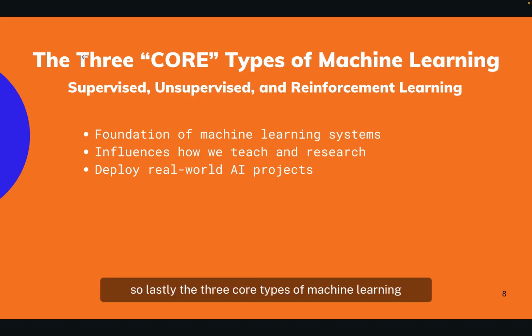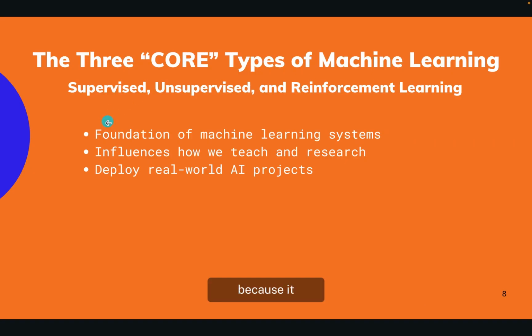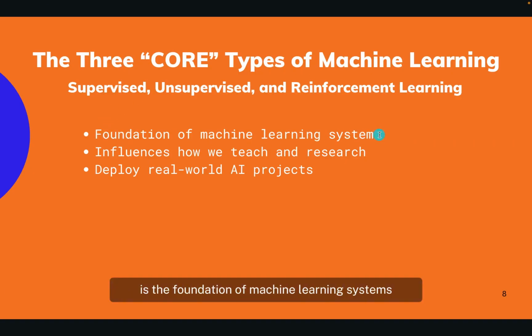So lastly, the three core types of machine learning, I can say, are supervised, unsupervised, and reinforcement learning. It's important for us to know more about this because it is the foundation of machine learning systems, and it influences how we teach our students and how we do our research, and also allows them to deploy real world AI projects.